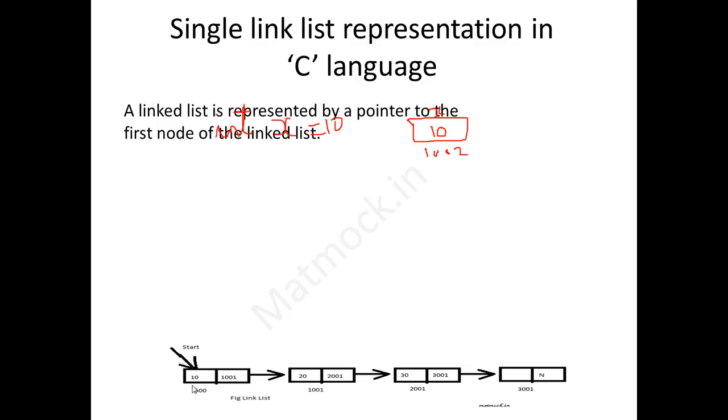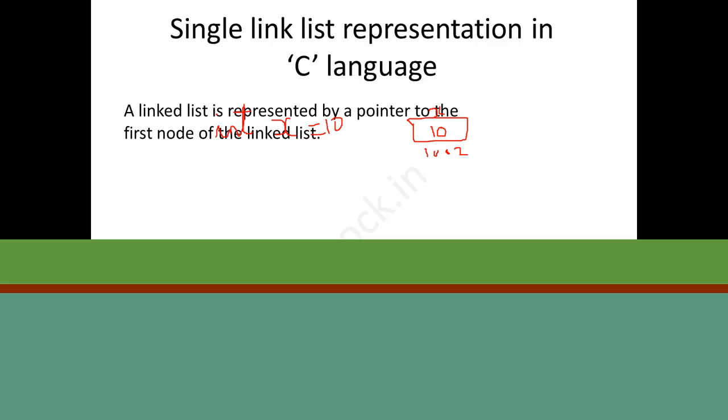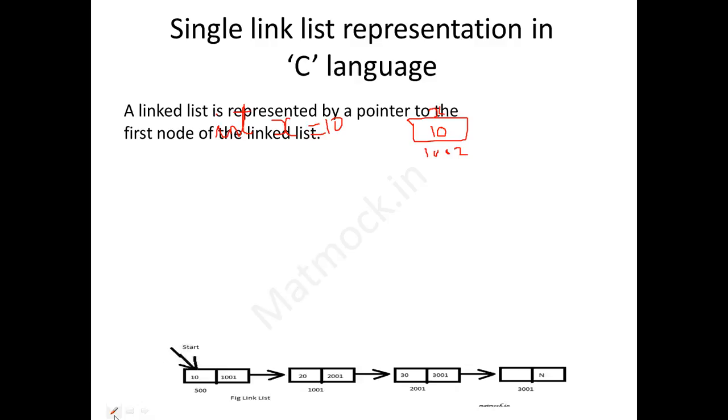So a linked list is represented by a pointer to the first node in the linked list. Here start is a pointer which points to the first node. In your linked list there is only one pointer named start, and it is pointing to the first node. And how to traverse to the second node? The first node will store the address of the second node. 1001 is the address of the second node. It is stored in the first node.